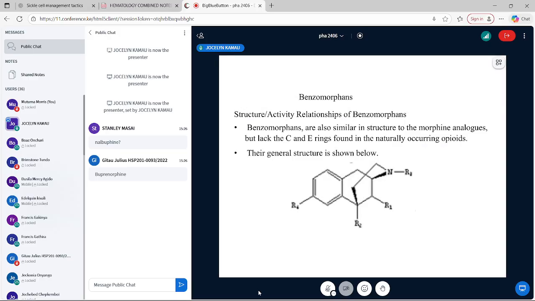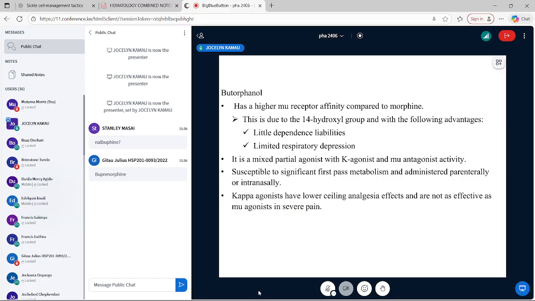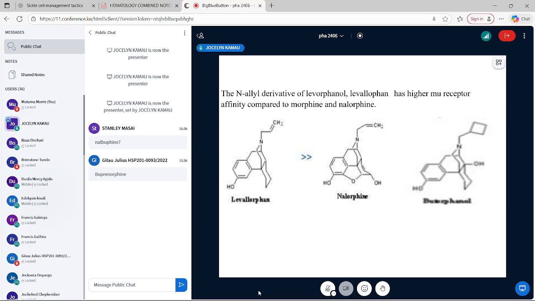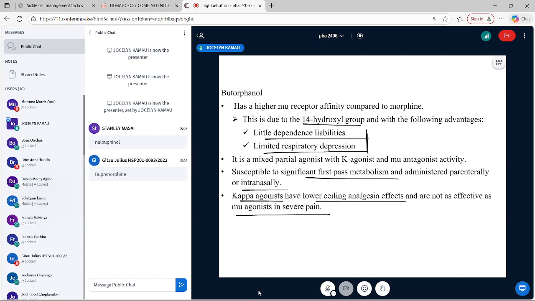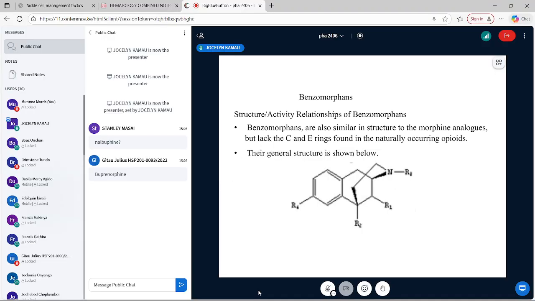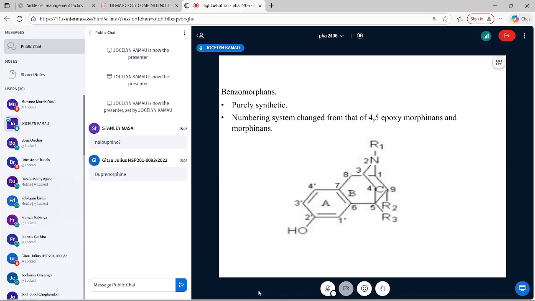So that is the morphinans, and I hope we have given quite a number of examples and indeed also shown that the structure activity relationship of the morphinans and that of the epoxymorphinans is actually the same. The numbering is also the same because the ether group that we have removed is not part of the numbering. Is there any question up to there?